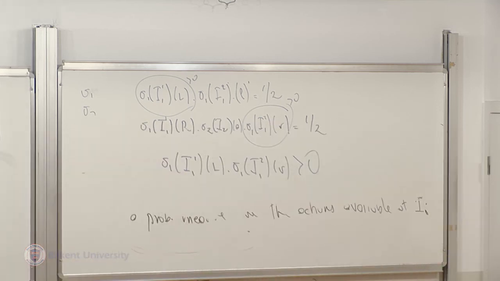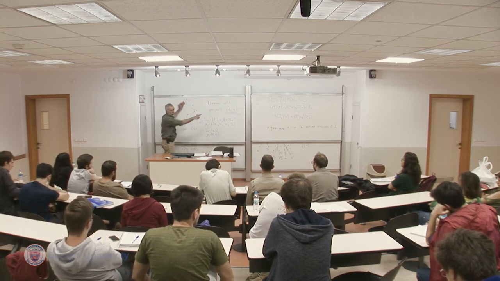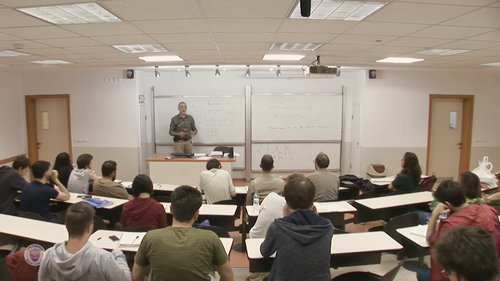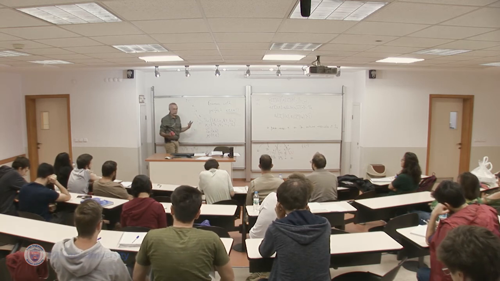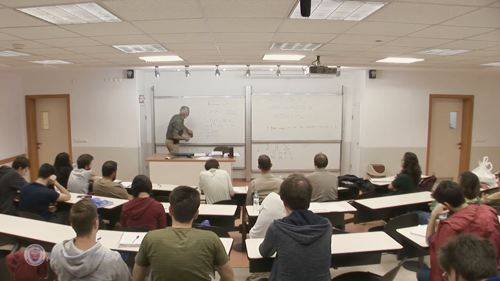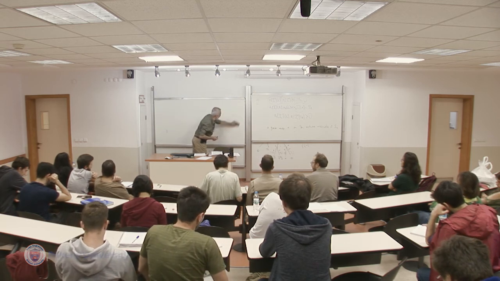So, if your game is perfect recall, use whichever one you like. Usually, we prefer behavioral strategies because it's intuitively more appealing. Okay? Mathematically, it's a bit more complicated object. It's a list of probability measures. Okay, so it's a bit more complicated, but still, it's more intuitive.